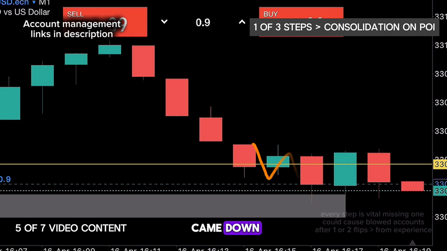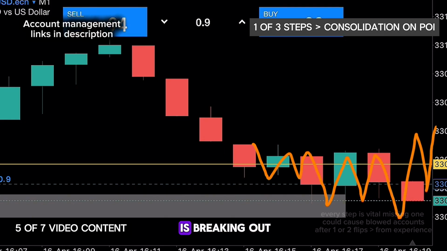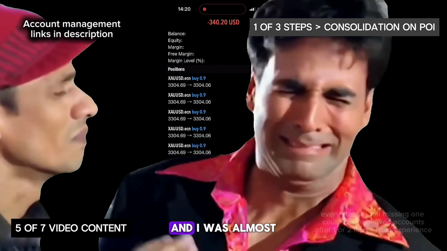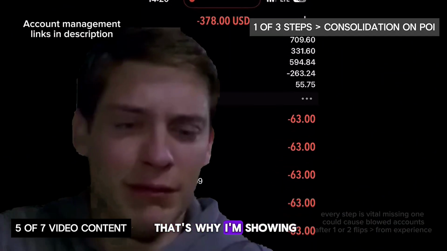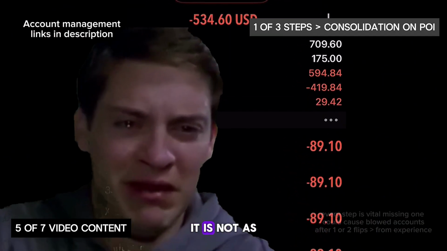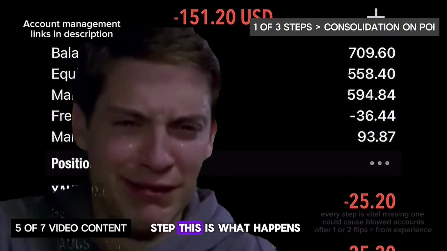If you look at that period, that's what happened. Price came down, then consolidated for some time, and now it is breaking out. But the thing about this is that I'm not supposed to have impact, and I was almost losing my account here. This is what happened. That's why I'm showing you guys this part. It is not as easy as it looks. If you make one mistake, if you skip one step, this is what happens.